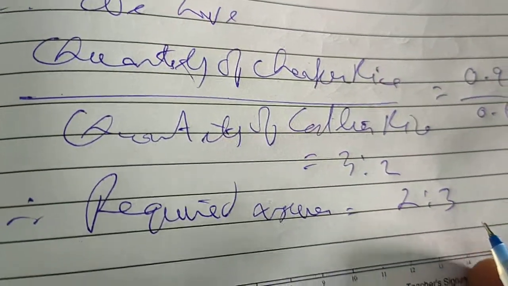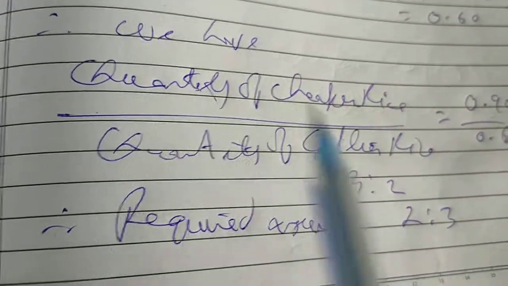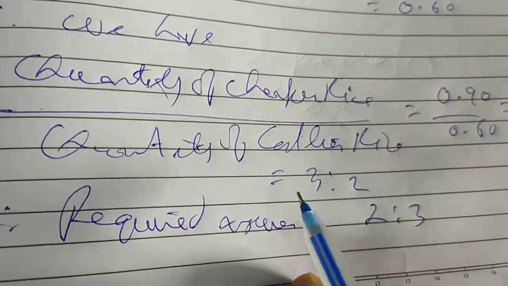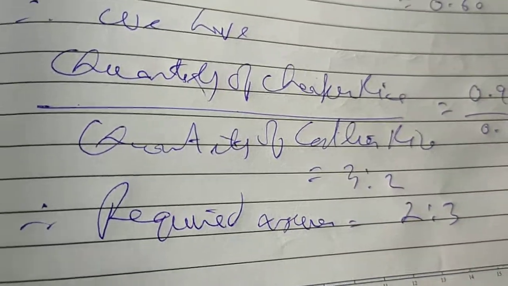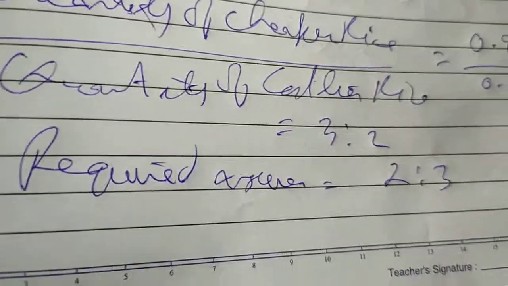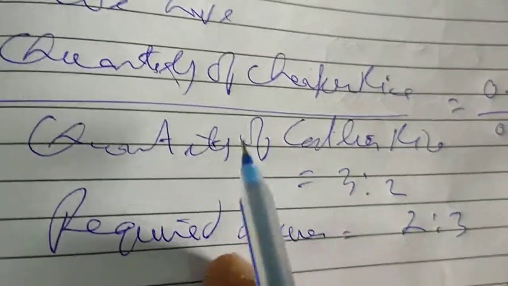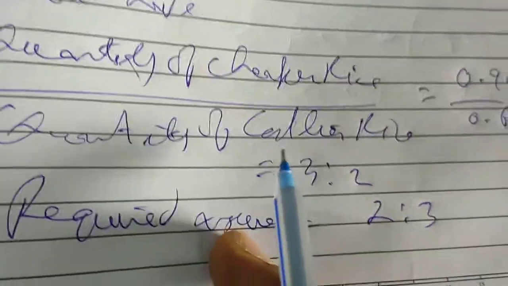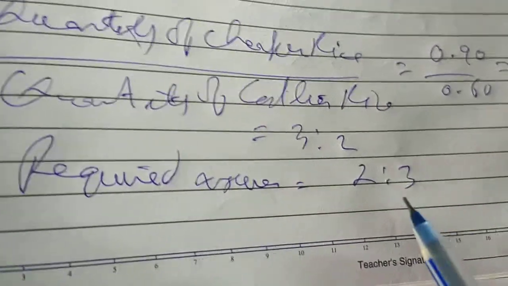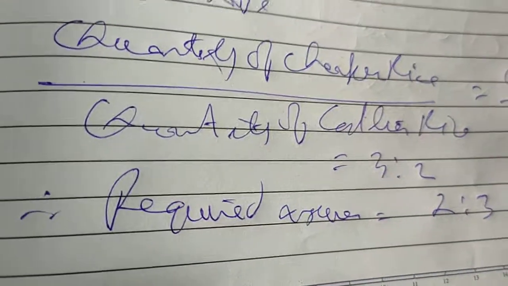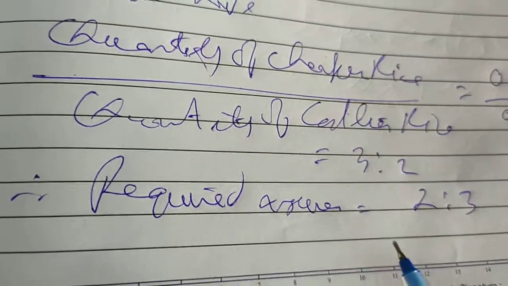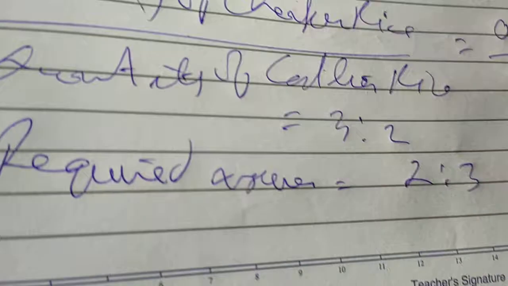Do not write 3:2. It will be incorrect, because it will give you the ratio in which the cheaper rice and the costlier rice are to be mixed, but we want the ratio in which the costlier rice and the cheaper rice are to be mixed. In 3:2 here, you can see that the cheaper is in the numerator and the costlier is in the denominator. Here we are just doing the reverse of that, simply because our requirement is quantity of costlier rice by quantity of cheaper rice. So the answer is 2:3.